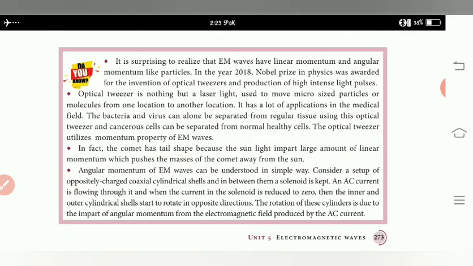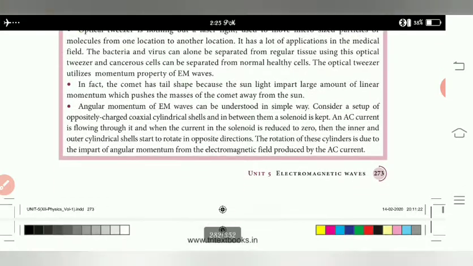The angular momentum of EM waves can be understood in a simple way. Consider a setup of oppositely charged coaxial cylindrical shells, and in between them a solenoid is kept. An AC current is flowing through it, and when the current in the solenoid is reduced to zero, the inner and outer cylindrical shells start to rotate in opposite directions. The rotation of these cylinders is due to the import of angular momentum from the electromagnetic field produced by the AC current.